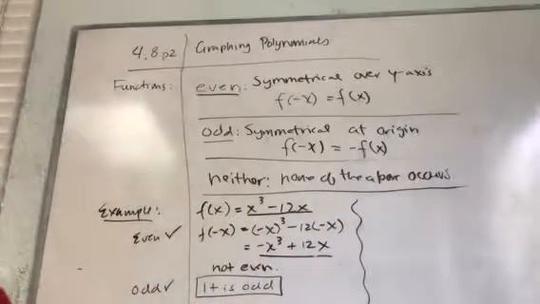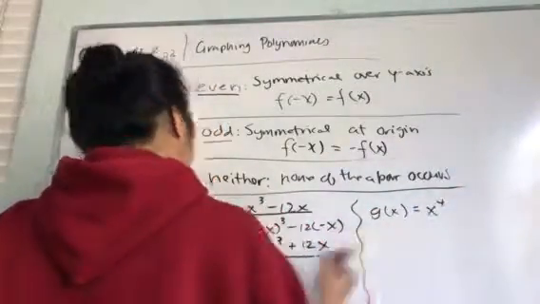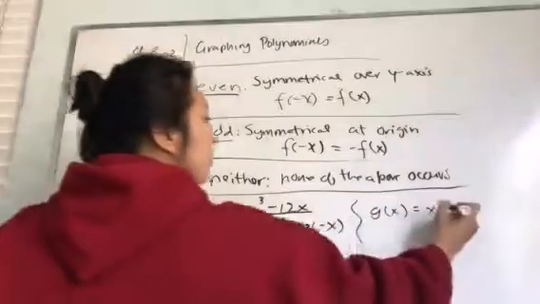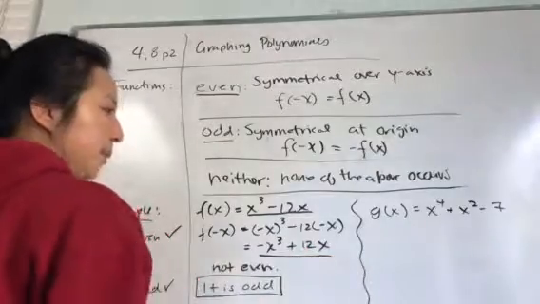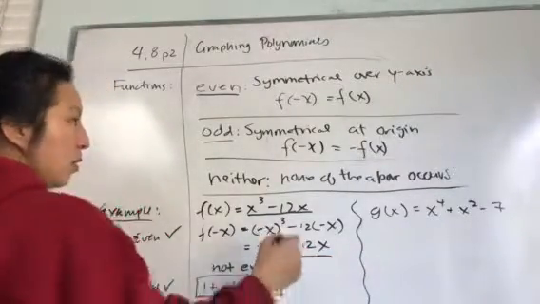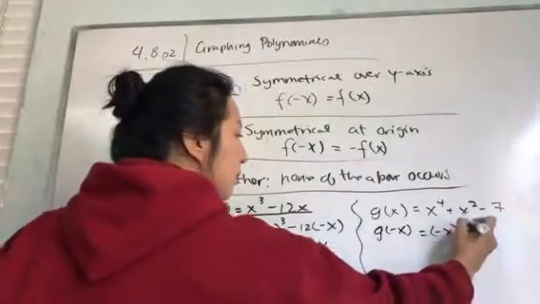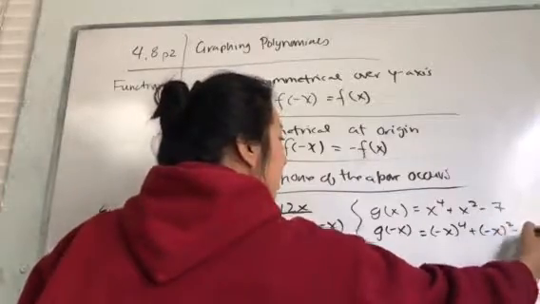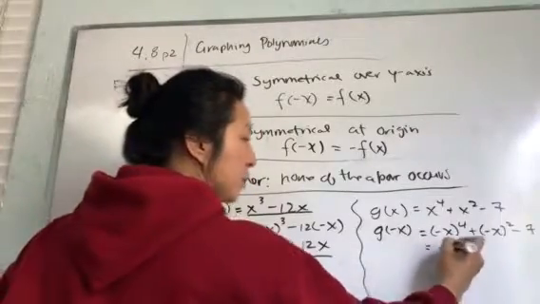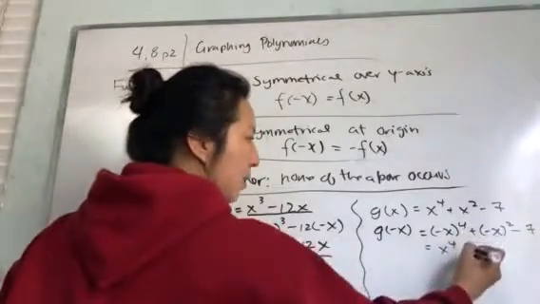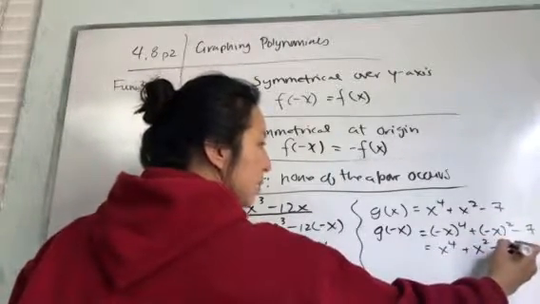Okay, let's say we have g of x is equal to x to the fourth plus x squared minus 7. Okay, so I'm going to do the even check. Let me just try the even check first. So I'm going to plug in negative x, and when I do that, I get negative x to the fourth plus negative x squared minus 7. And if I clean it up, negative x to the fourth power becomes positive x to the fourth. And then negative x squared becomes positive x squared, and this becomes minus 7.